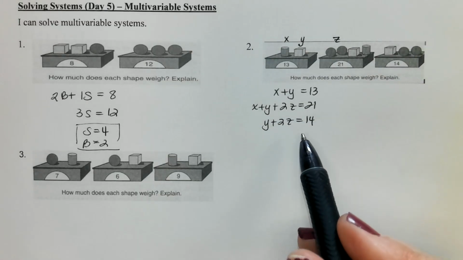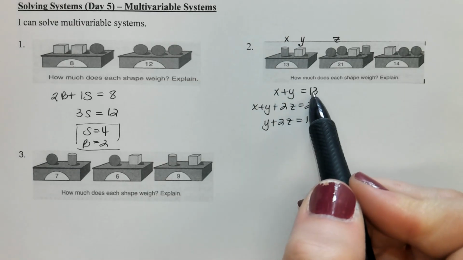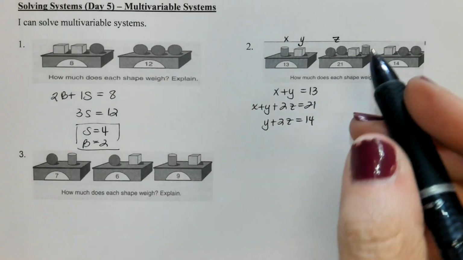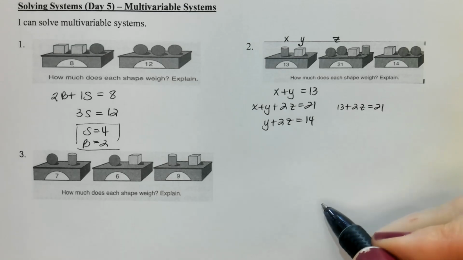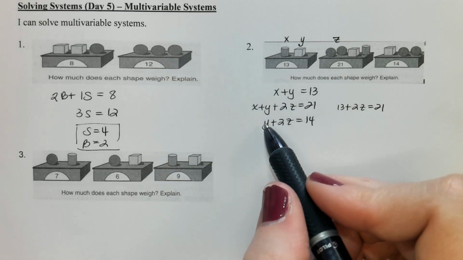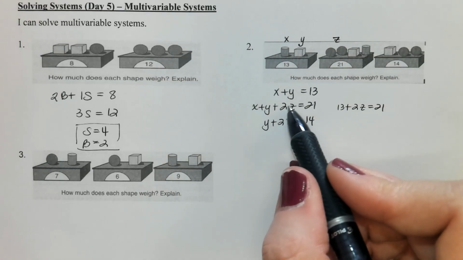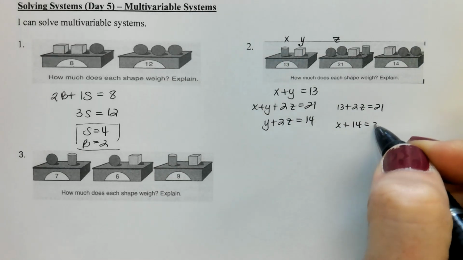So what's interesting here is there's a couple of different ways you could actually look at this one. You've got an X plus Y equals 13, so you could pretty much just take this out and put a 13 there. So I could have 13 plus 2 Z's equals 21. Could go for it that way. This says that Y plus 2Z is 14, so I could actually replace all of this and put a 14 right there. So I could have X plus 14 equals 21.